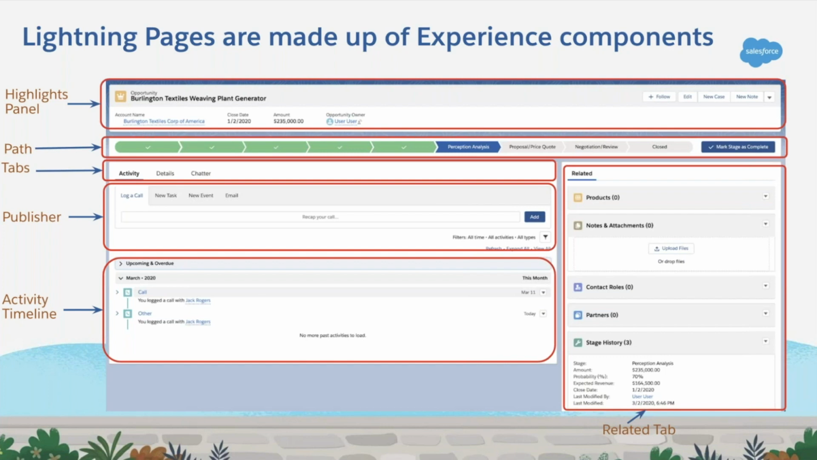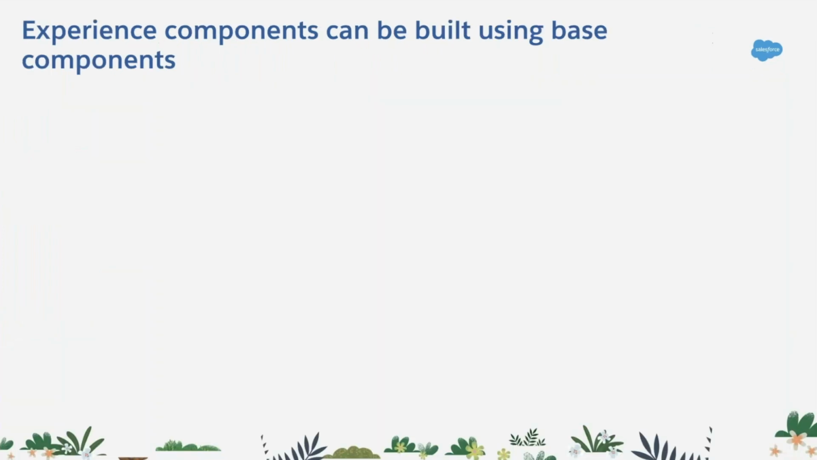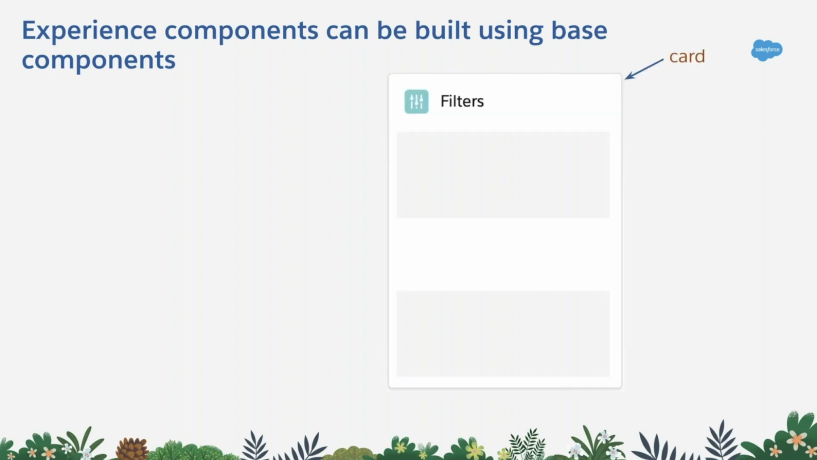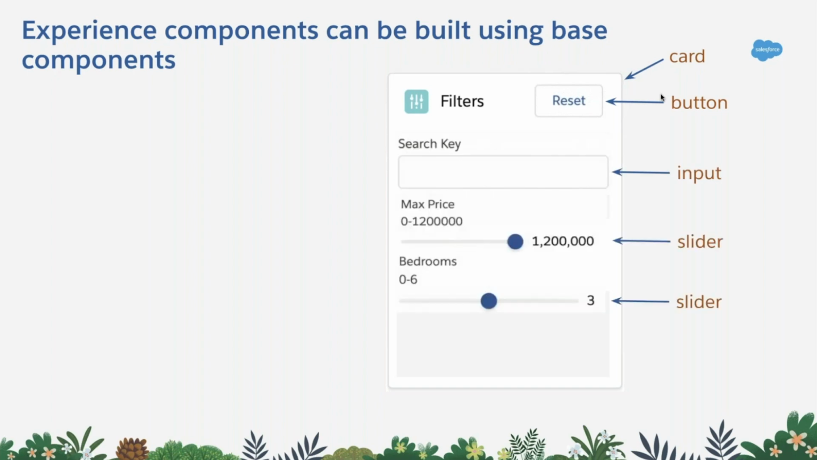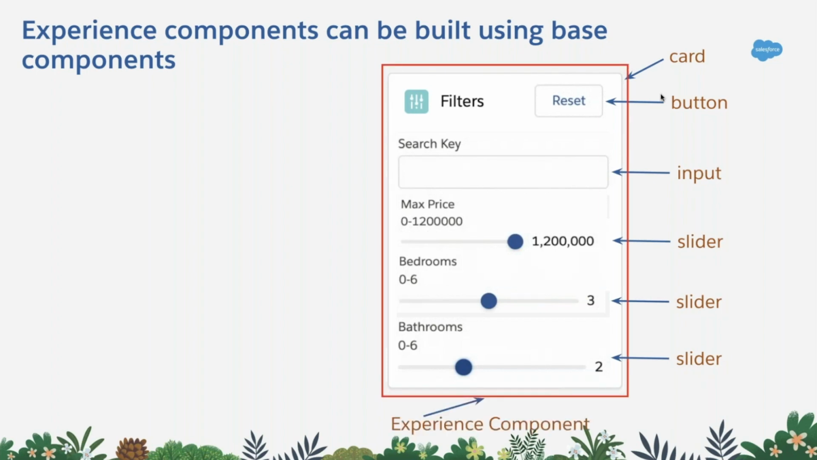But how can you build your custom Lightning experience components? You can do it using the base components, which makes things pretty easy. So you can combine the base components and build one experience component, which can again be embedded into the pages there. If you see here, I have a base component called filter, which is a card component. Then this component can have other components like button. I have a button component, I have an input component, I have a slider component, I have more sliders. Now you can see this experience component is built using all the base components.